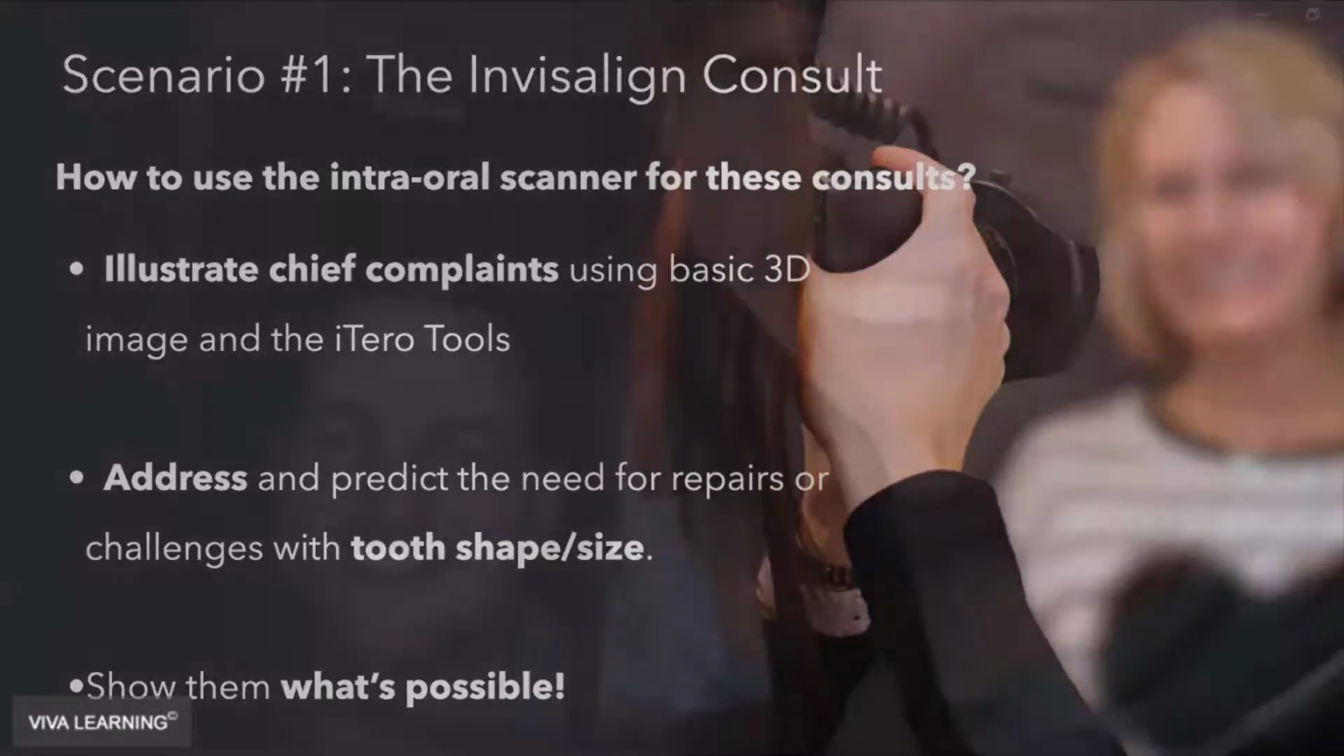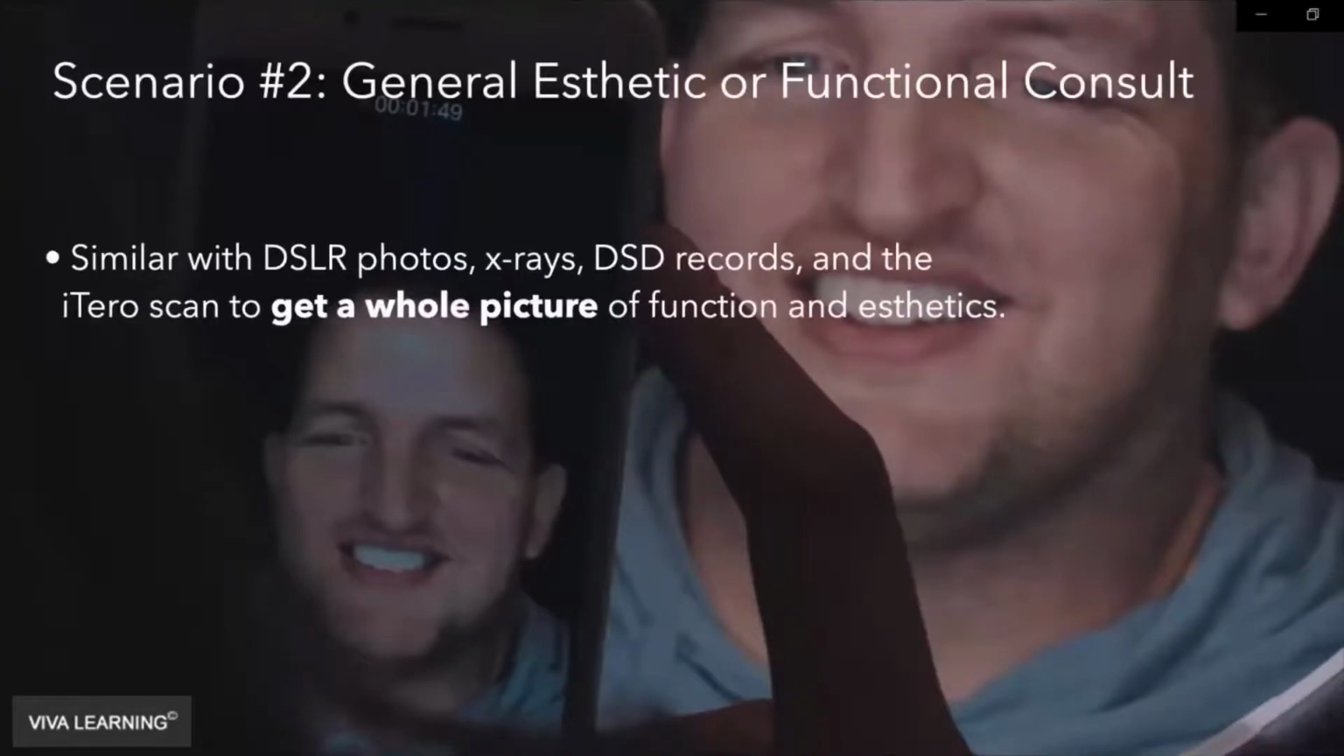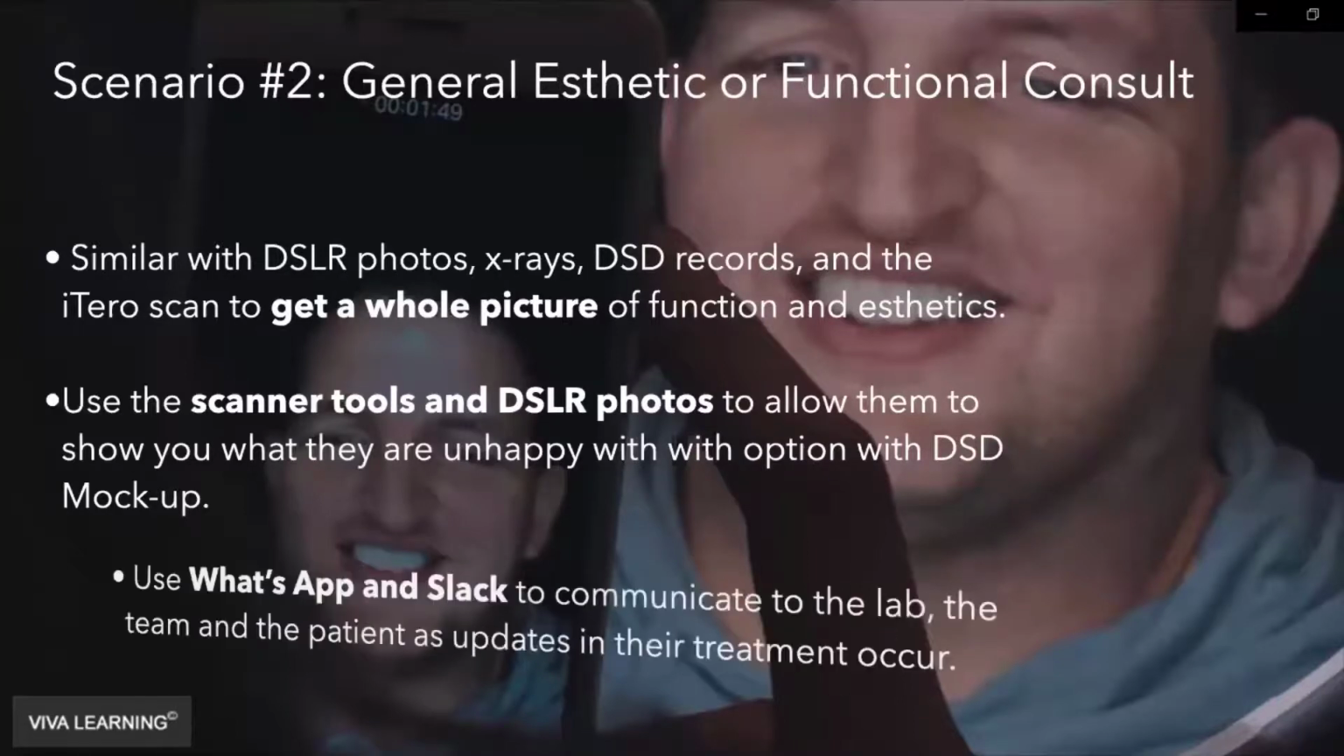The second scenario is the patient is just coming in for general aesthetics. They don't know what they want. They just want a nicer smile, or maybe they want more function. So again, similarly, we're going to do DSLR photos. We're going to do some x-rays. In this case, I am always going to do DSD records, and I'm going to make sure I use the iTero scan to get a whole picture of the function and aesthetics. The scanner tools with the DSLR photos make a huge impact in helping show them what's possible. But in this clinic, of course, we'll also have the option to do a DSD mock-up for them.